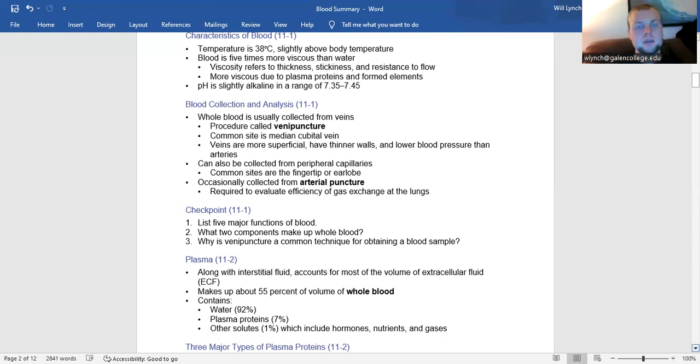Venipuncture is a common technique because it is simple, right? It's easy to find a vein. It's easier to puncture a vein. It's easier to stay in a vein, all right? Less hassle. And we can get a large sample of blood from a venous structure.